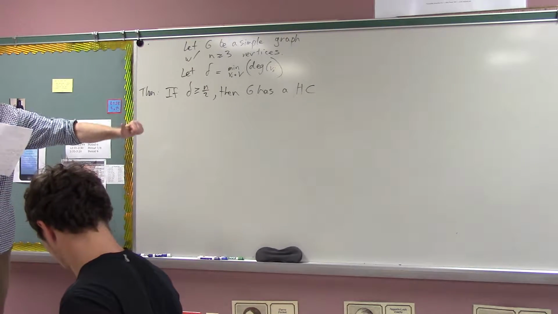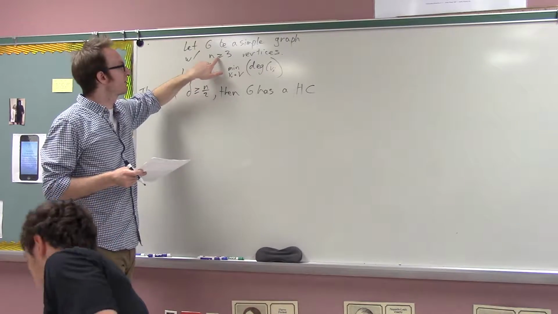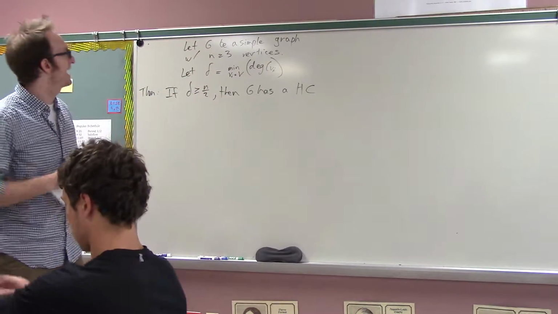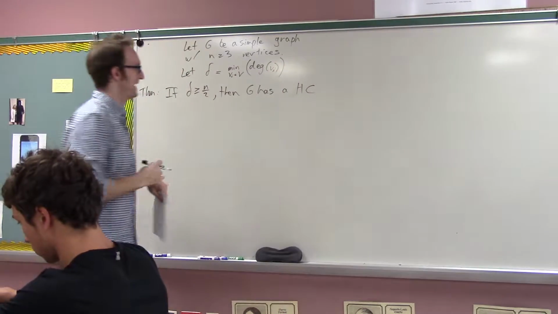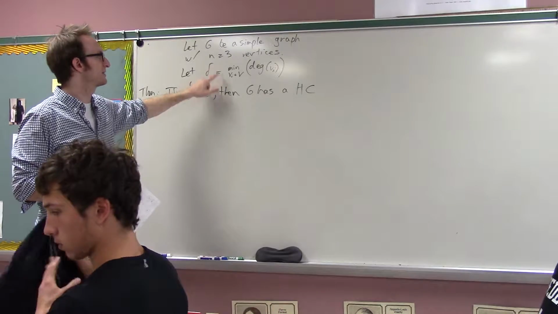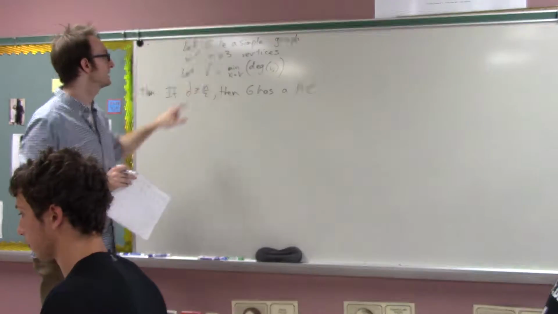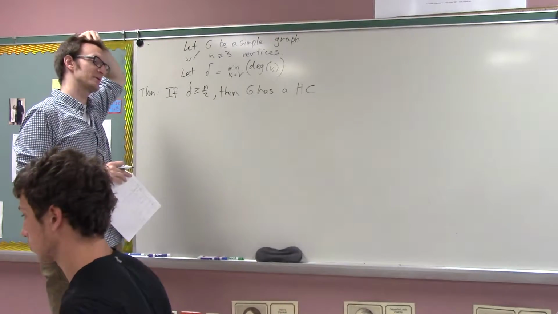Okay, let's take a second to process this. We have a graph. The graph is simple. It has n greater than or equal to 3 vertices, and this notation is kind of weird, but it says take all the vertices and take the vertex with minimum degree, call that delta. If delta is greater than or equal to n over 2, then G has a Hamiltonian cycle.